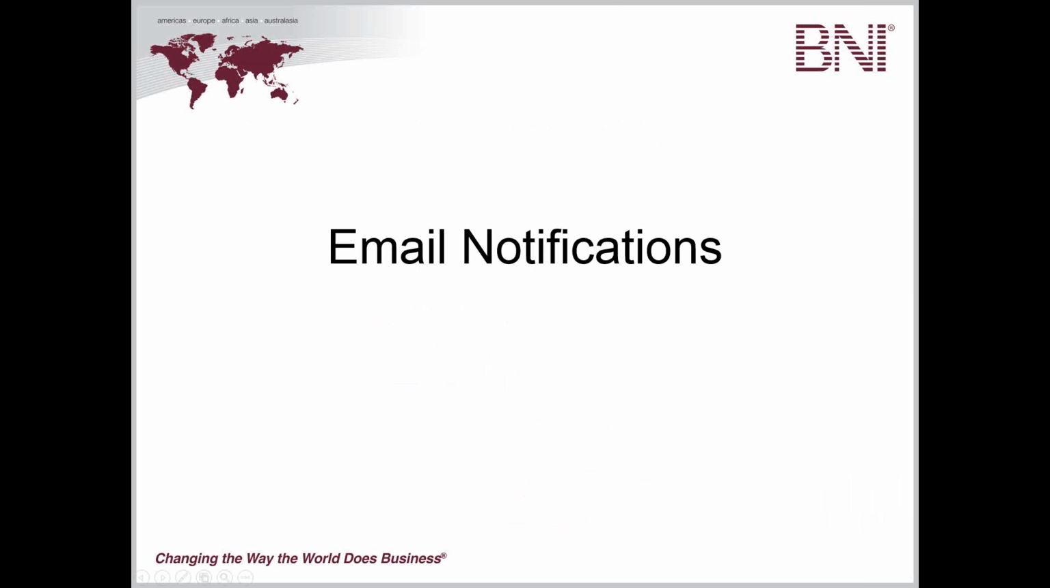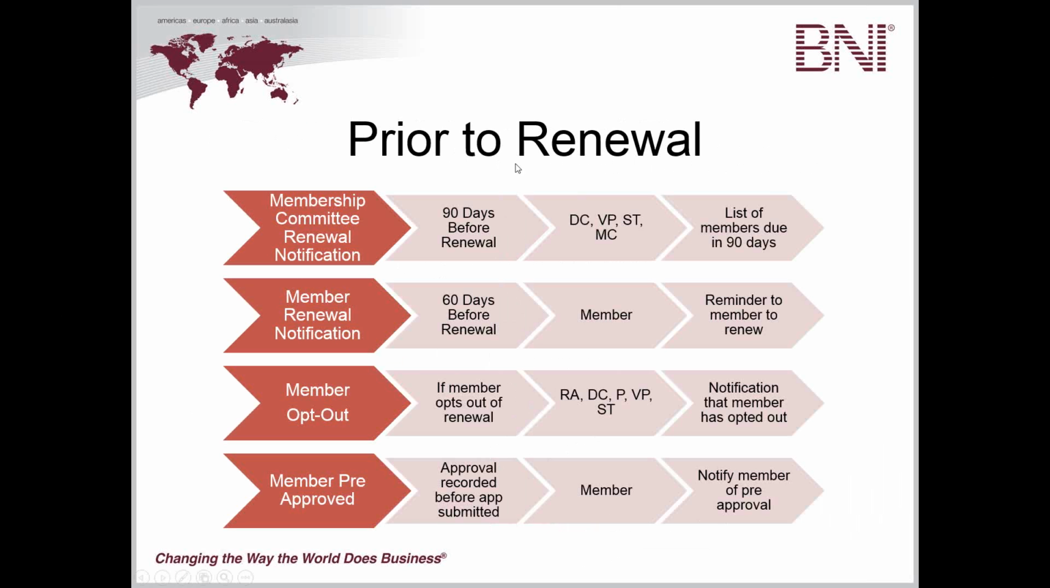All right, I did mention that there is a whole bunch of email notifications that happen. So let's take a look at all the different notifications going on and who gets what. So prior to a renewal taking place, there's 4 different emails that could potentially go out. The first of which is the 90-day renewal notification. So there's an email that always goes out to the leadership team, to the director consultant, the vice president, secretary treasurer, and membership committee. This lets you know a list of members that are due for renewal in 90 days.